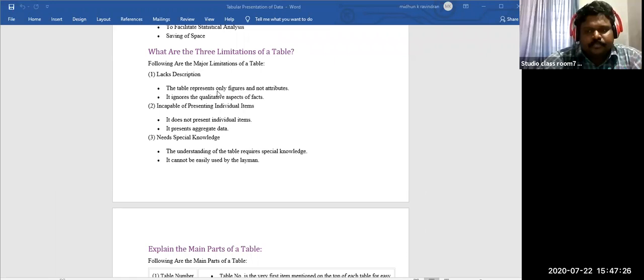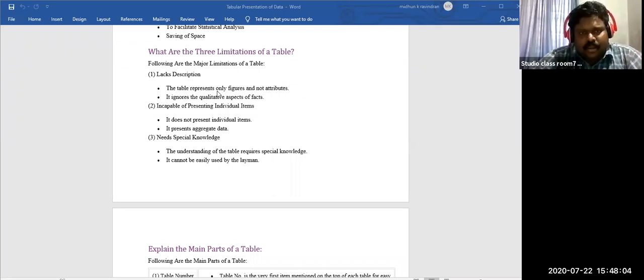Lacks description. For example, in a textual presentation, we are able to read and understand how an incident happened, when it happened, and who the people engaged in that incident were. Like a story, we are able to read and understand the incident. But in a tabular presentation, such information may not be there. A table represents only figures, not attributes. No stories are there. How it happened, no such idea is conveyed by a table. Only the figures.